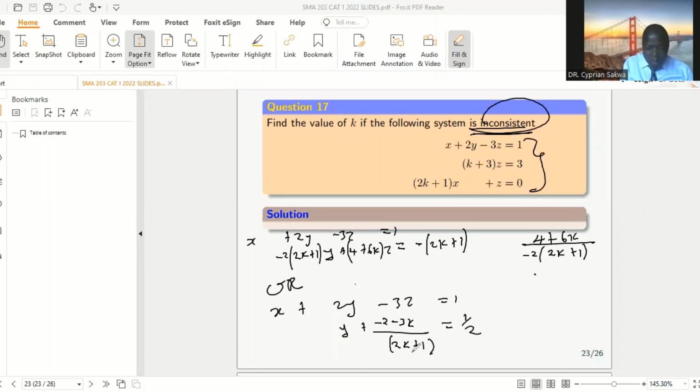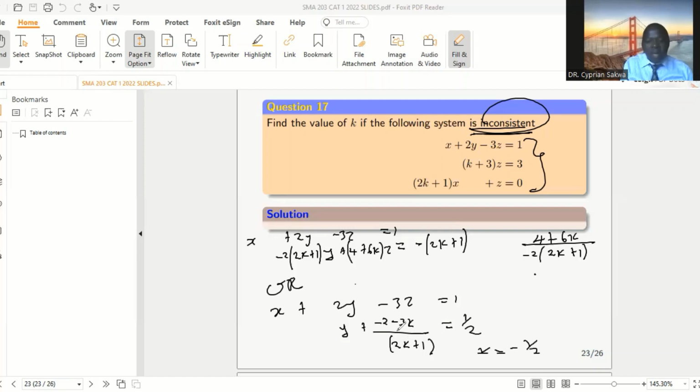My problem is here. Once this determinant is 0, once this denominator is 0, this system would have no solution. When does this denominator become 0? When K is negative a half. Because when K is negative a half, then you have 2 times negative a half plus 1, which is 0. So when K is negative a half, the denominator here will be 0.